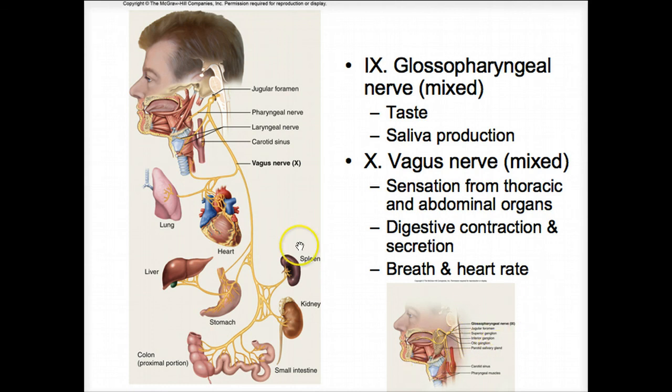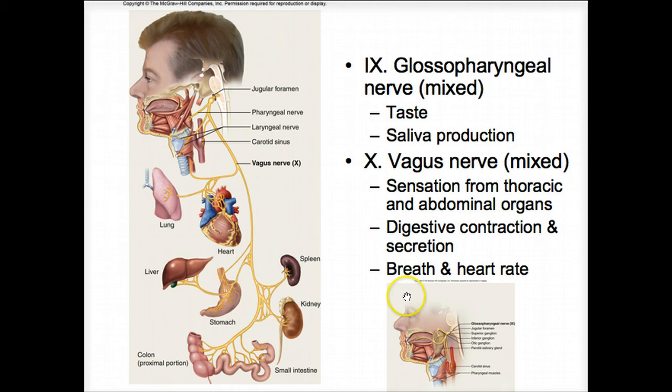Okay. What I wanted to show you with this diagram is the vagus nerve, number 10. This nerve has very, very extensive innervation throughout the body. Again, sensory and motor, so sensation from the thoracic organs, including the lungs and the heart, as well as the abdominal organs, down in here. There's a motor component as far as contraction and secretion of the different digestive organs, the stomach, the intestines, secretion from different juices, for example, the bile, the juices in the stomach, etc.